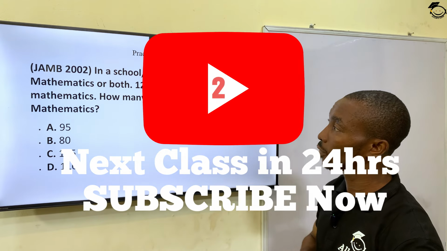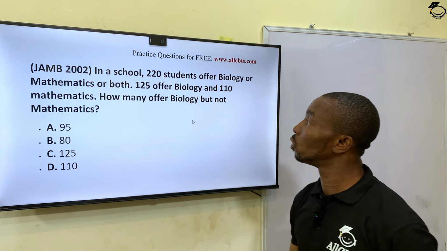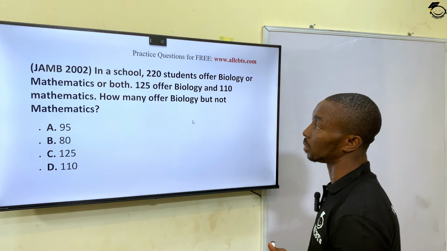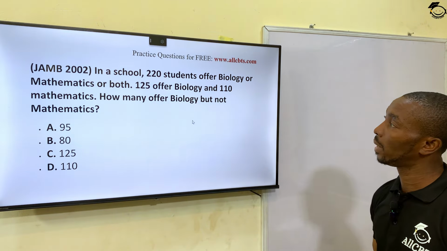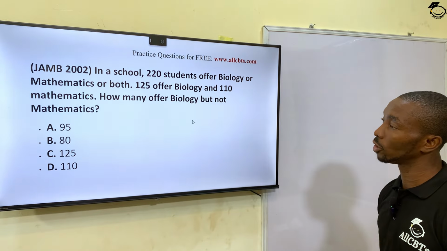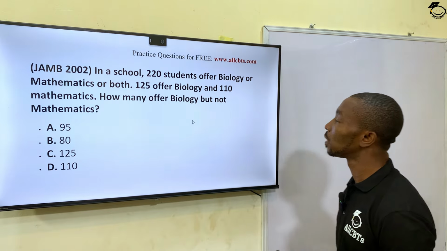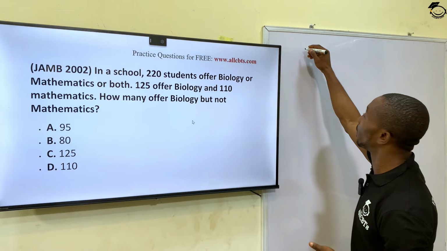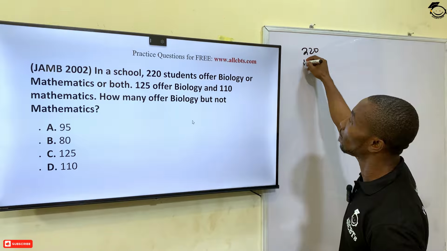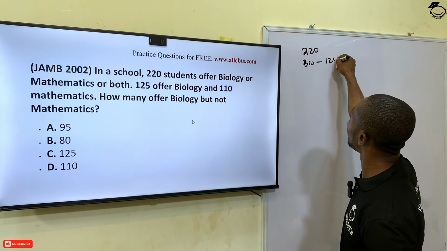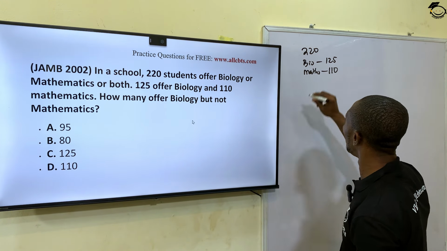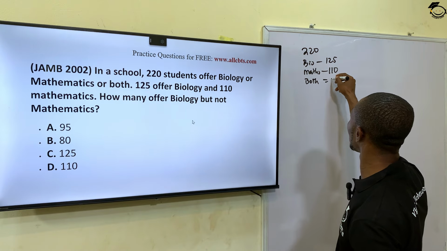So our next question from 2002. In a school, 220 students offer biology or mathematics or both. Now, 125 offer biology, 110 mathematics. How many offer biology but not mathematics? So now, our total number of students, 220. Those offering biology, 125, and those offering maths, 110. Now, we have those offering both as x.